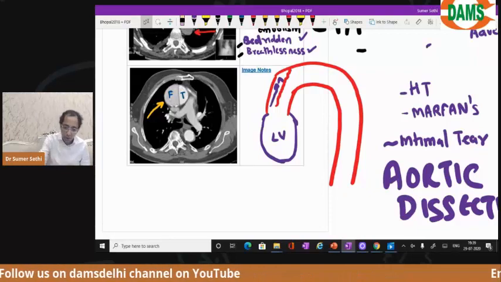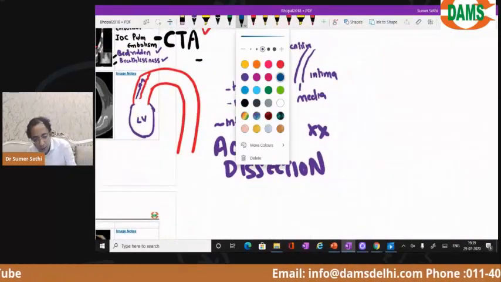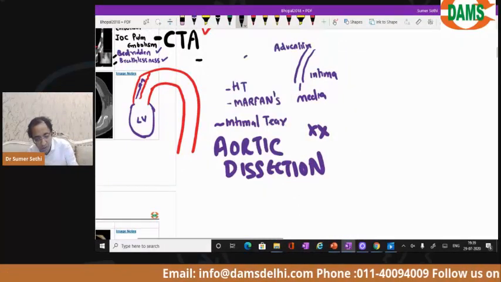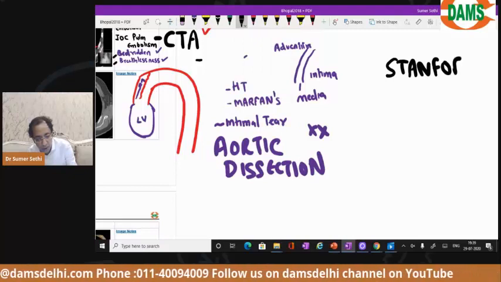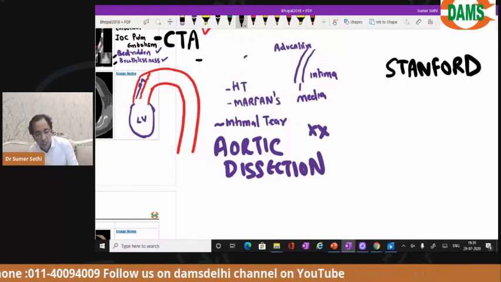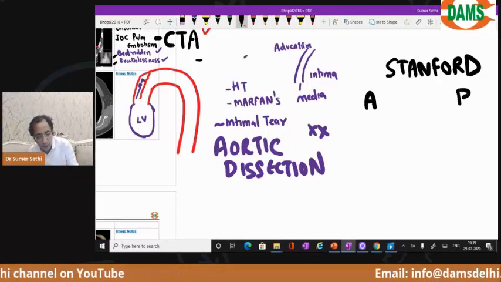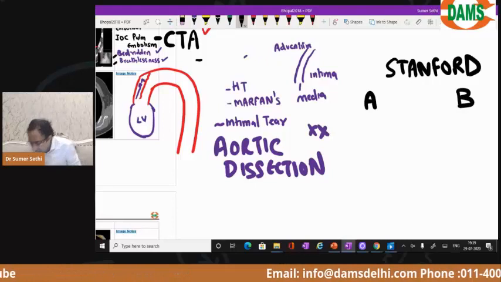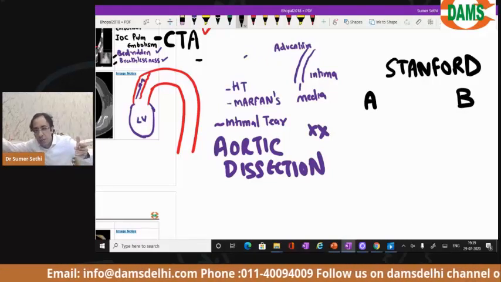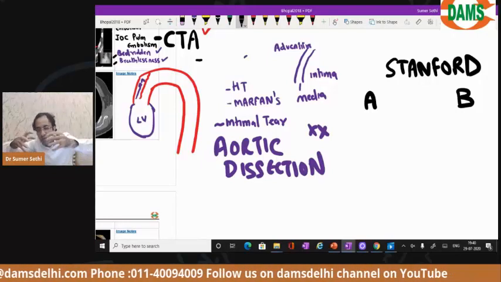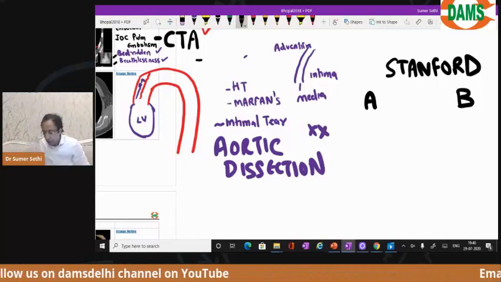Okay, now my question is, let's see an answer now. Aortic dissection is clinically classified by a system called the Stanford classification. The Stanford system will classify aortic dissection into type A and type B. So blood is between the intima on one side and adventitia on the other side. Blood has collected between the fibers of the media. Are you clear? Okay. Now everybody understands.